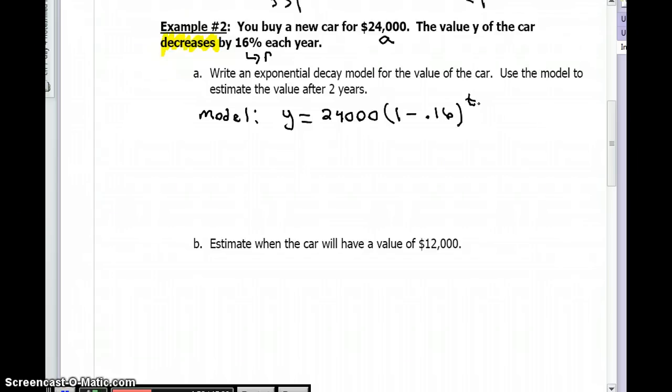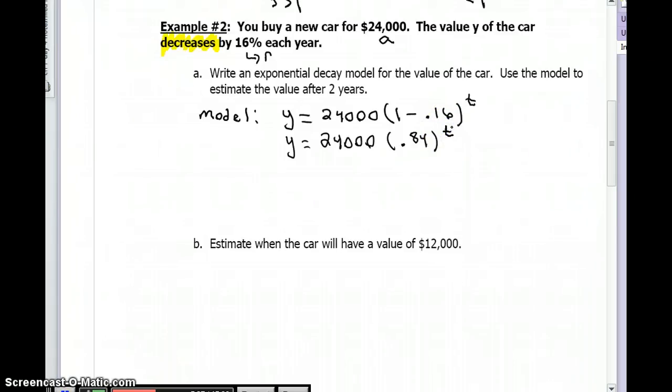So with your model, you're going to want t here and y here. So this is an equation I would use to answer other questions. This is really done. I'm going to put one more step in here for the model, however, and just take 1 minus 0.16 in your calculator and turn that into 0.84. And then that'll be raised to the t.